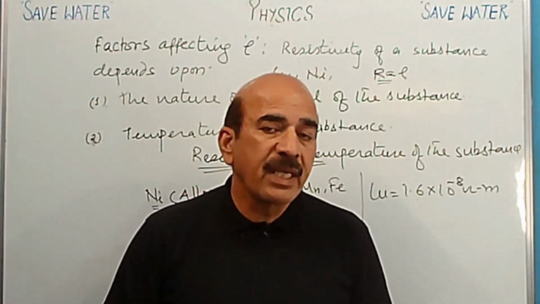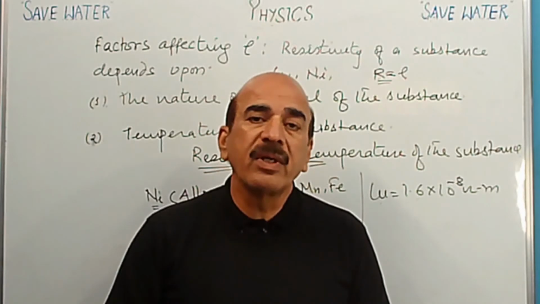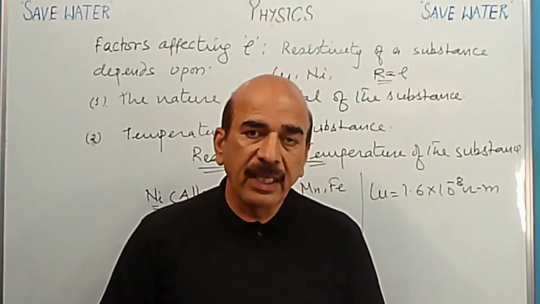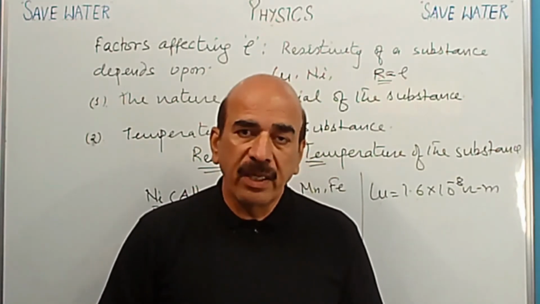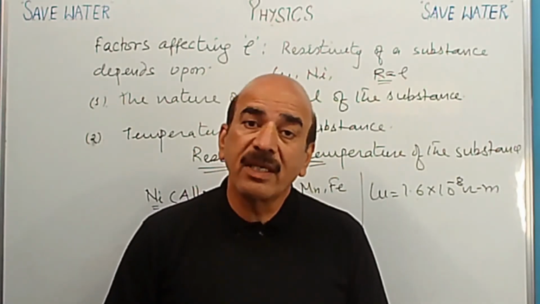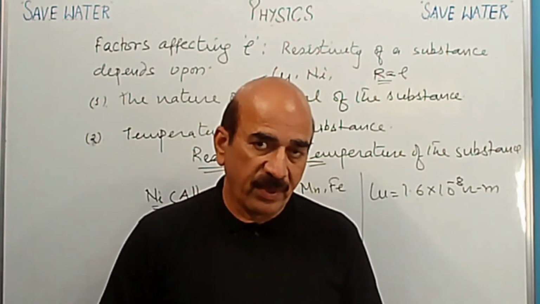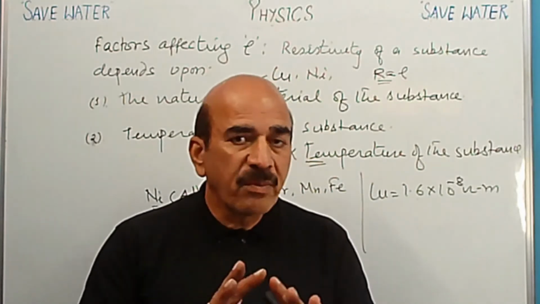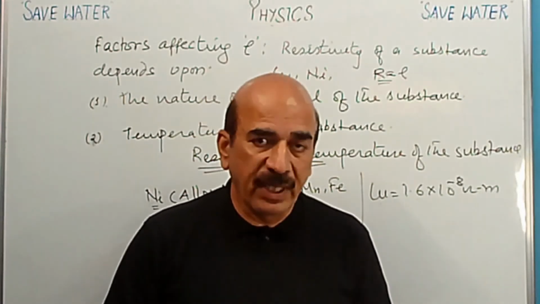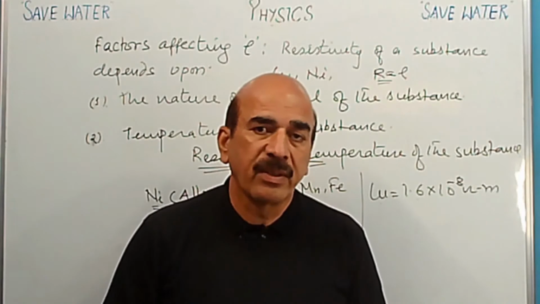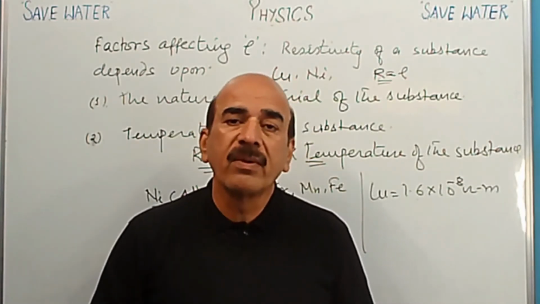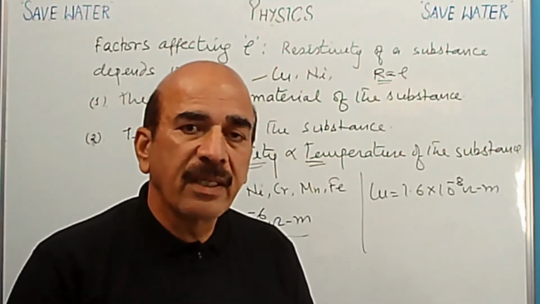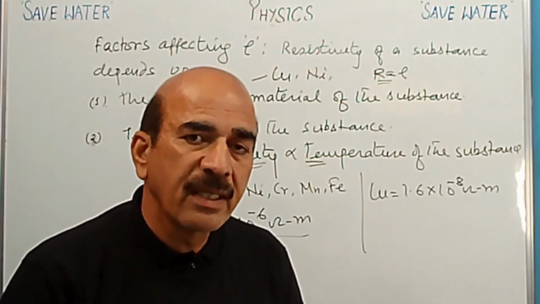And resistivity doesn't depend upon the length of the conductor and area of cross section. It is dependent on the nature of material of the conductor and the temperature of the conductor. So what is the similarity in this? One is temperature, mainly, and the nature of material. So now we are going to discuss the difference between resistance and resistivity.